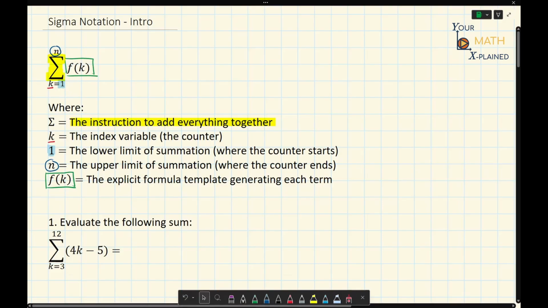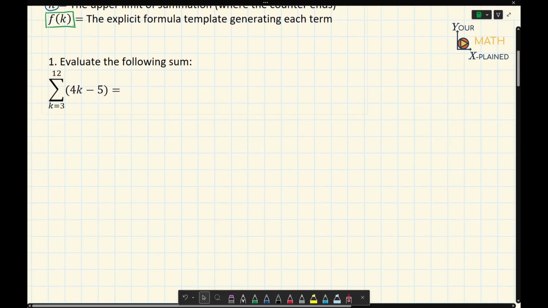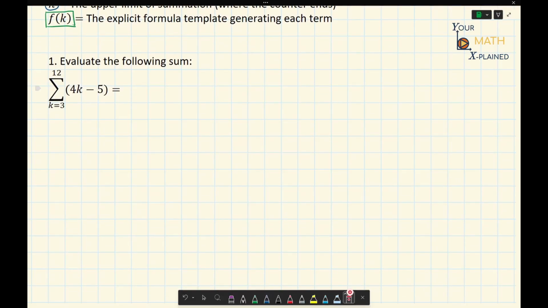So let's take a look at how it works in action through our first example. So here our starting counter is k is equal to 3. So that means we start by substituting 3 into our function. So that means when k is equal to 3, our function here is 4k minus 5, which means this is going to be 4 times 3 minus 5, which is equal to 7. So this is our first term.